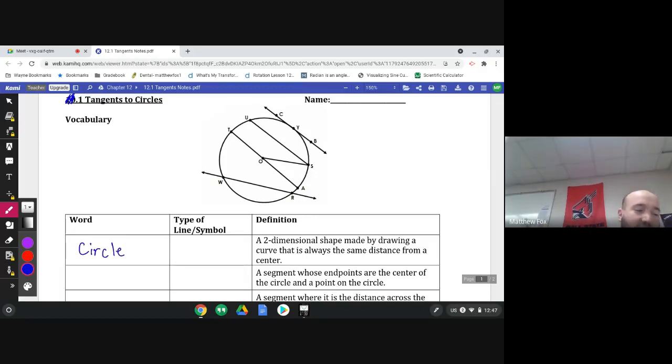Now in our case here, this circle is around the center point of O. So our symbol, there's our circle, kind of looks like an eyeball, and the circle is O.